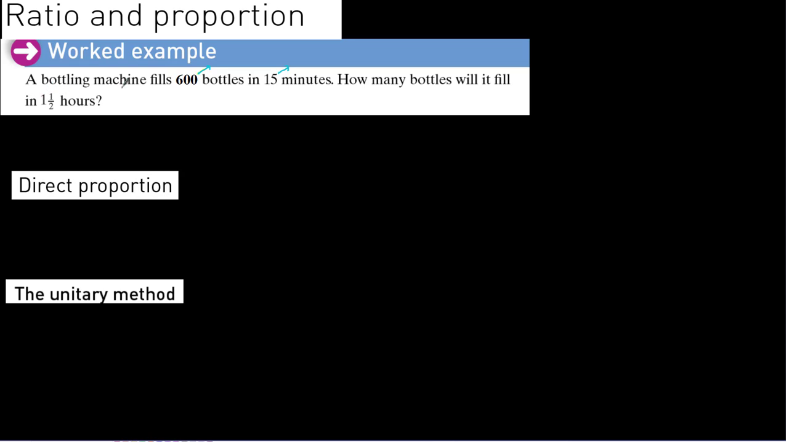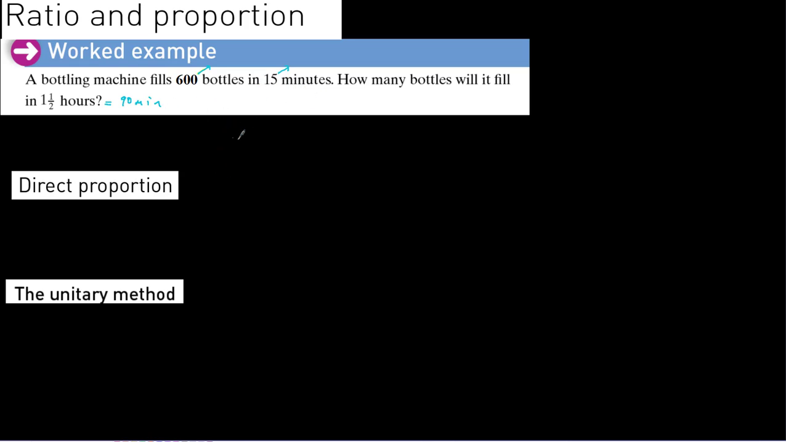And here, a bottling machine fills 600 bottles in 15 minutes. How many bottles will it fill in 1.5 hours? First, we need to remember that we are going to use the same unit. So if it is minutes, this should also be minutes, or if we are going to use hours, this should also be hours. So we are going to continue with minutes, and 1.5 hours, we know 60 and 30 minutes, which means 90 minutes in total. And here it means that in 90 minutes, how many bottles will this machine fill?